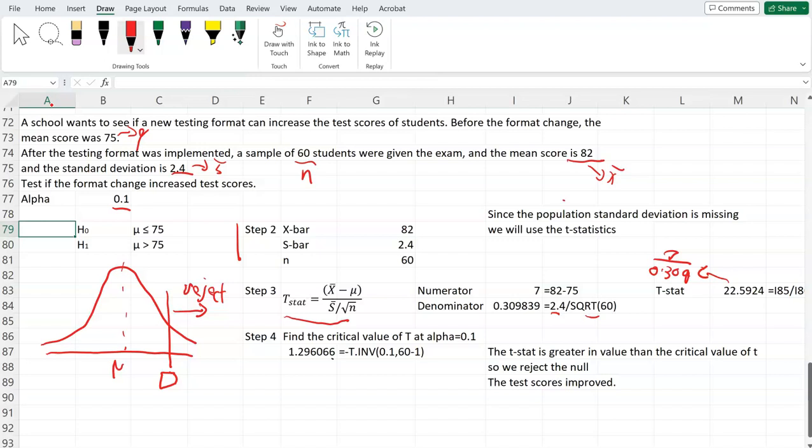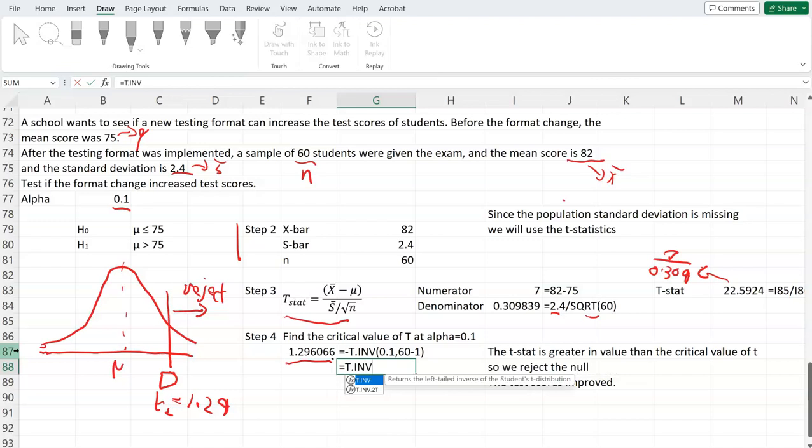Now, what is going to be my critical value of t at alpha equals 0.1? If you remember from before, whenever we find the critical value of t, Excel measures it from the left to the right, so it's always given a negative value. That's why we add a negative sign in front to give us the actual value, which for 10% is going to be a t critical of 1.29. I could also use another formula, which is t.inv.